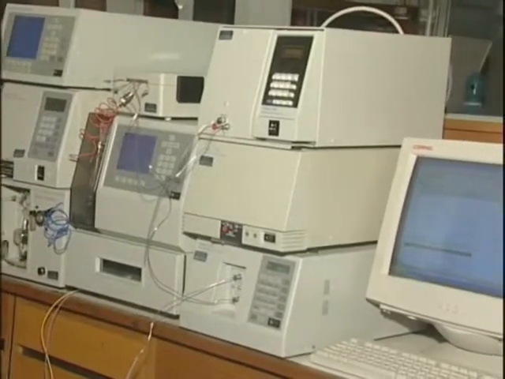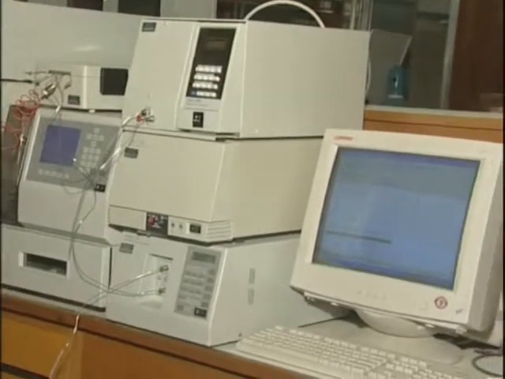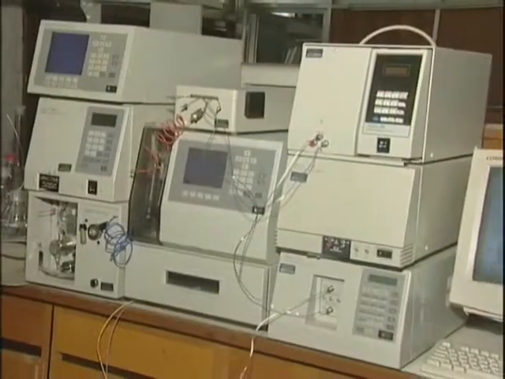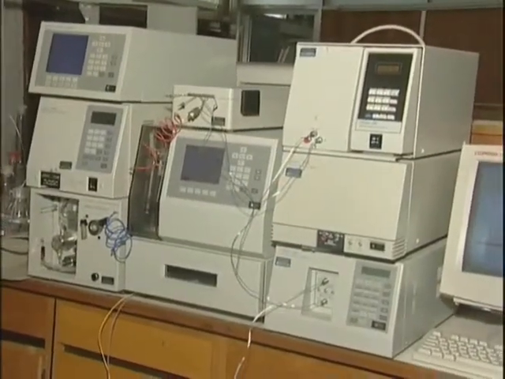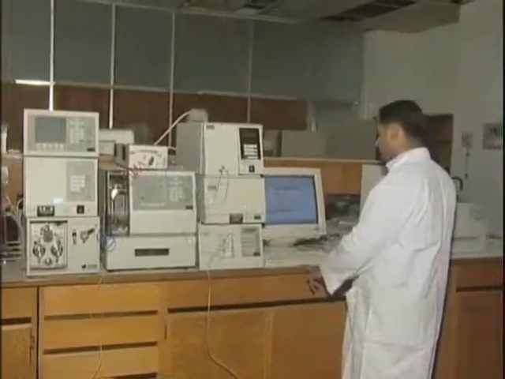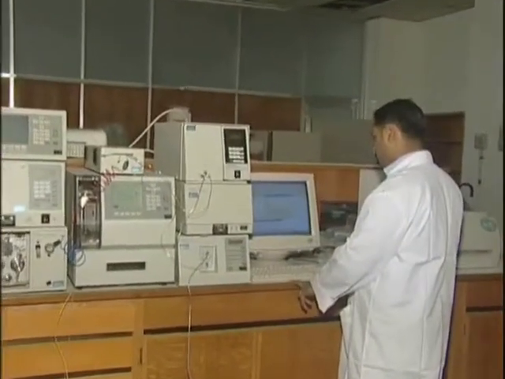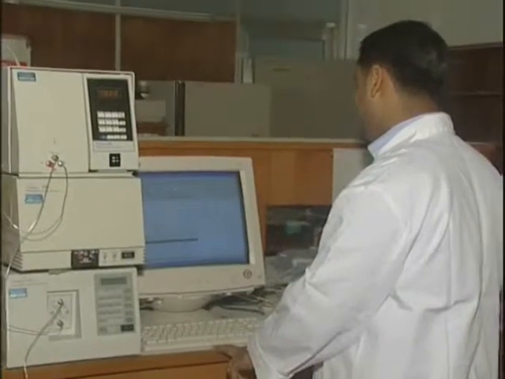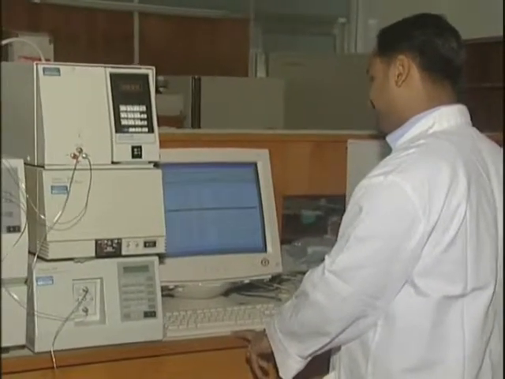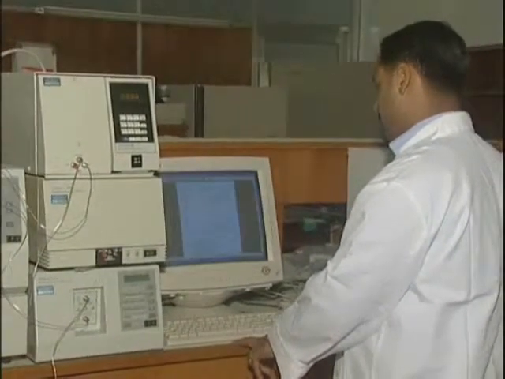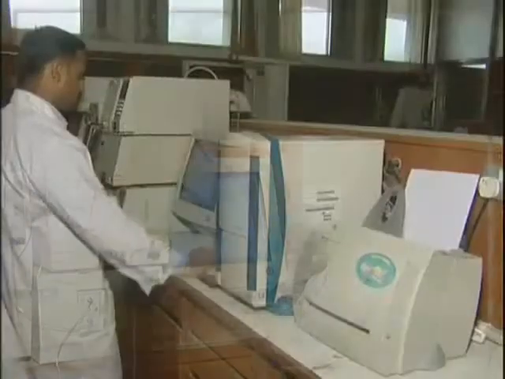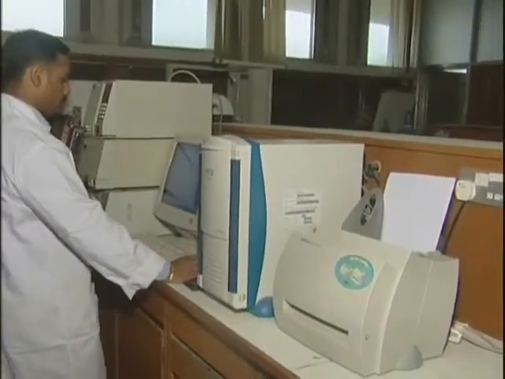The analytical HPLC from Waters Corporation includes a 600E gradient binary pump and an array of detectors including UV-Vis, photodiode array, fluorescence and refractive index detectors.